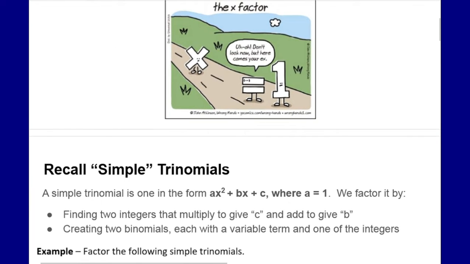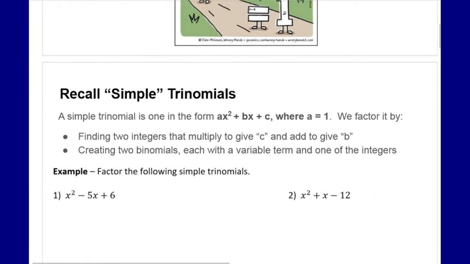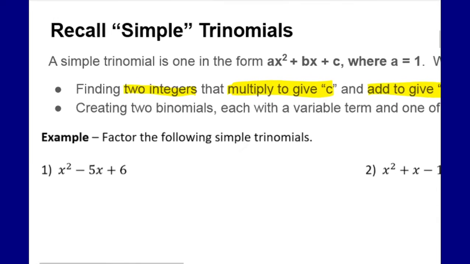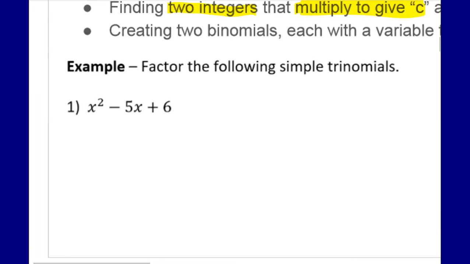So we just want to recall simple trinomials. A simple trinomial is one in the form ax squared plus bx plus c, where a equals 1. Generally we wouldn't see a value in front of the x squared because it would be a 1. We factor it by finding two integers that multiply to give c and add to give b. This creates two binomials, each with a variable term and one of the integers that we just found. So let's take a look at two examples.